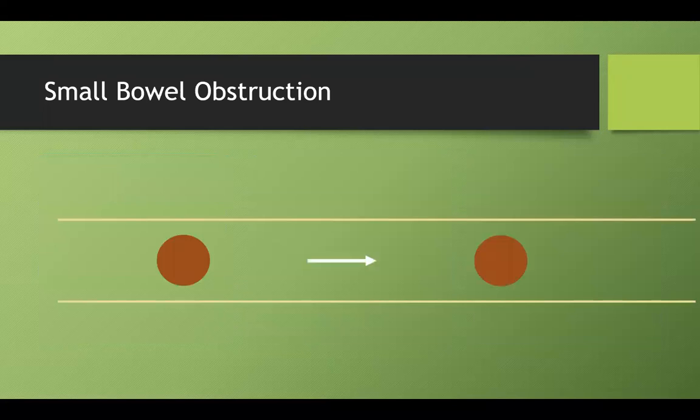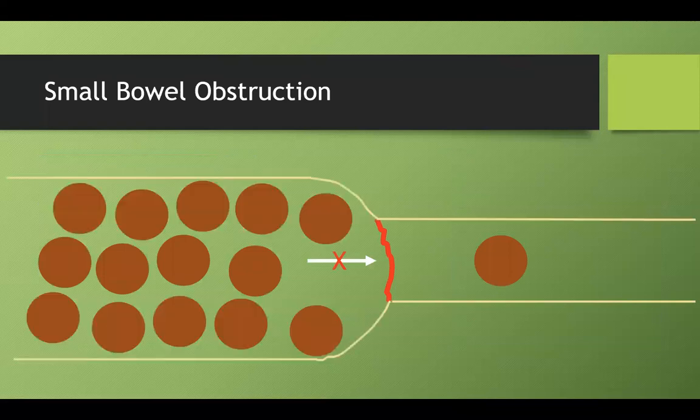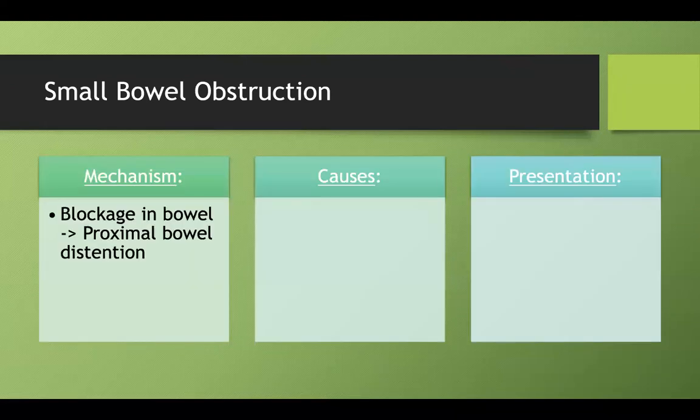Let's say you have a food bolus that's coming through your bowel. Let's say there's some obstruction here for whatever reason. What's going to happen is that food will back up proximal to that obstruction, and then it'll actually distend the bowel. The danger of that is that it could obviously perforate.